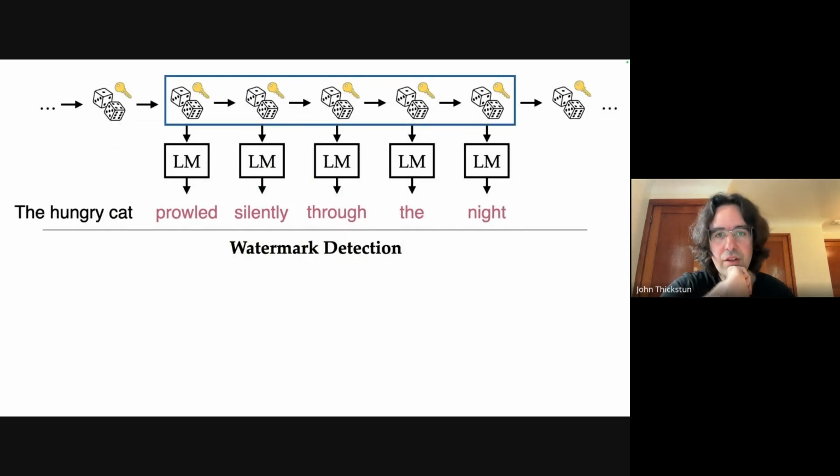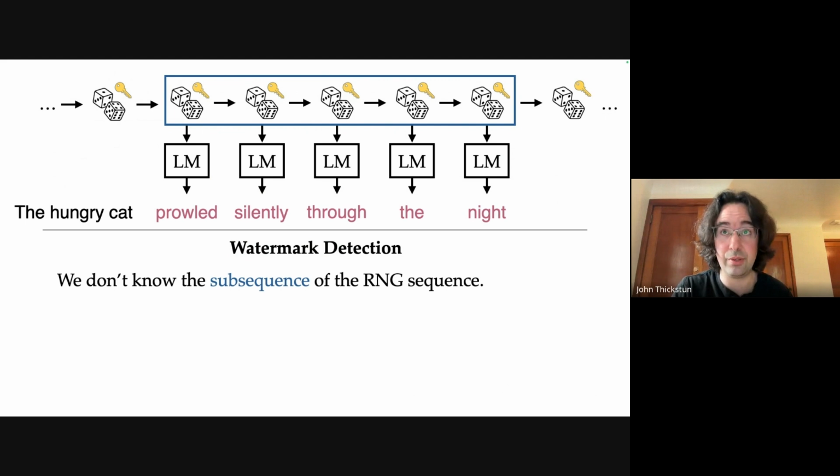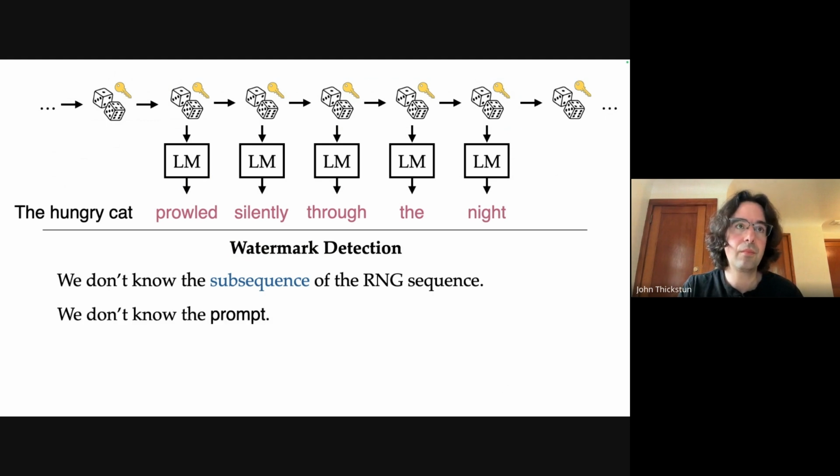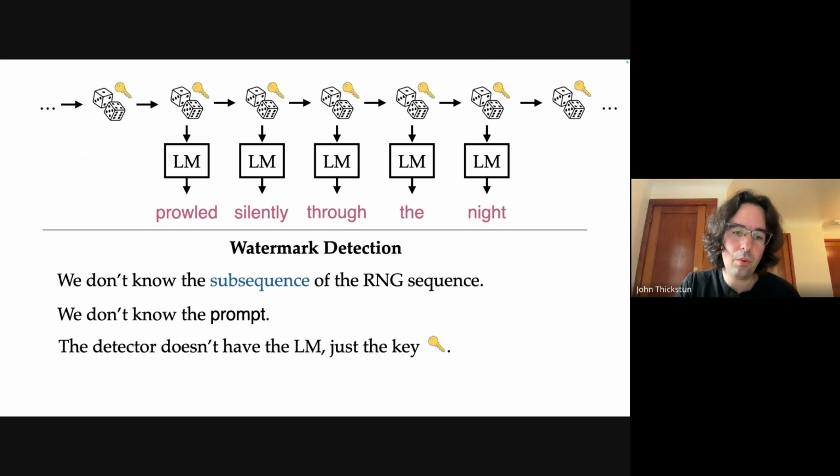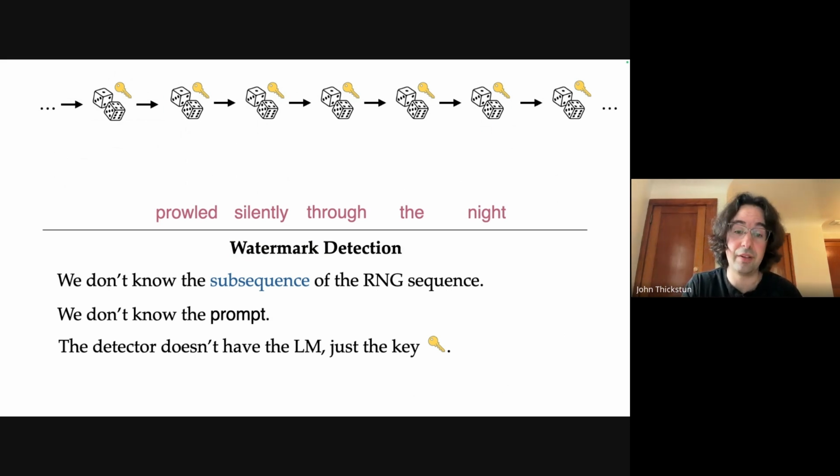Okay, so how do we detect this watermark? Well, we've created a bunch of problems for ourselves compared to the naive watermark. The first is that we don't know this subsequence of die rolls for the RNG sequence. We're also not going to assume that we know the prompt that was used to drive the language model. And we actually won't assume even that the detector has access to the LM itself, just to this watermark key, just to the seed that was used to produce the RNG die rolls.